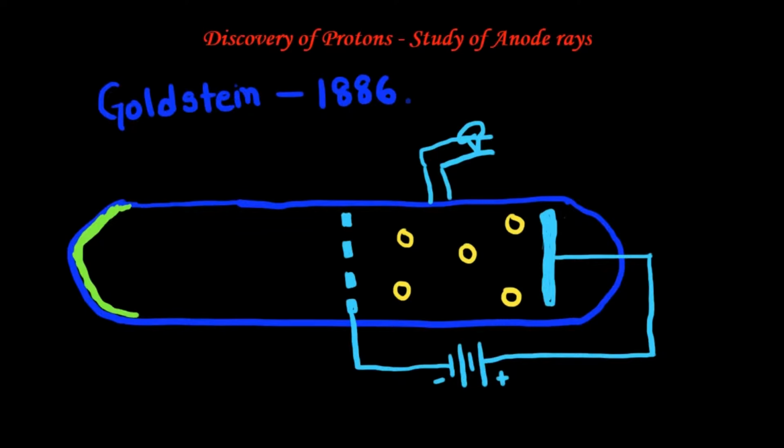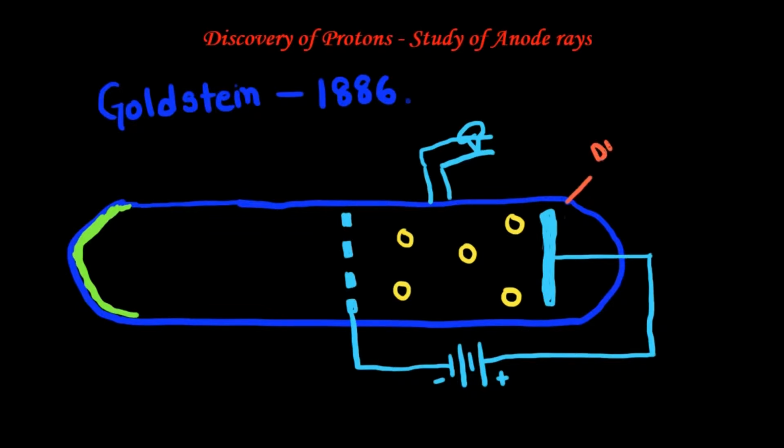And for this, Goldstein in 1886 performed an experiment in a discharge tube, the tube that was used in the discovery of electrons, but here with some modifications. So let's see the whole procedure.